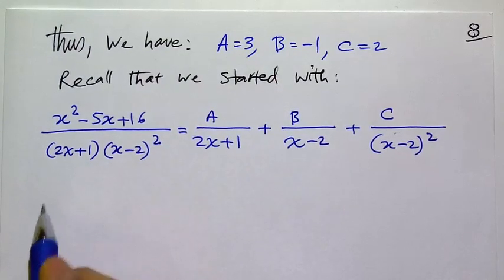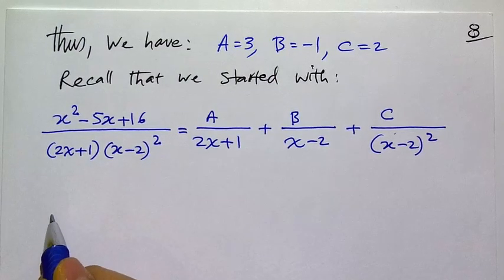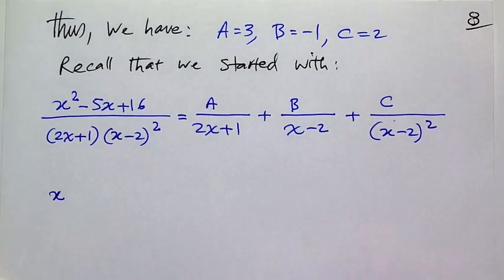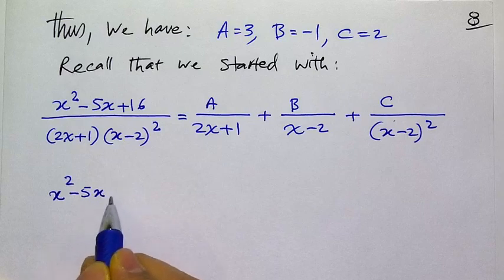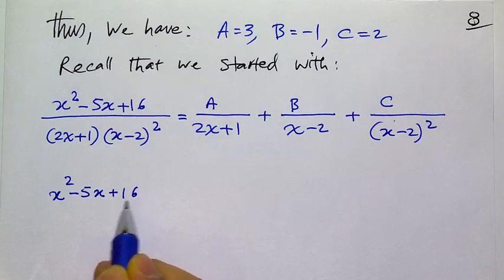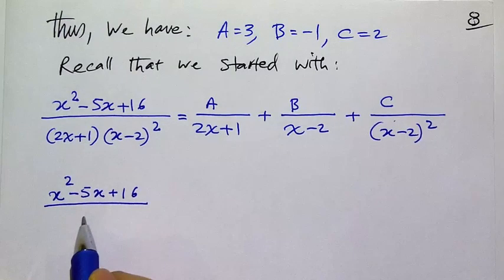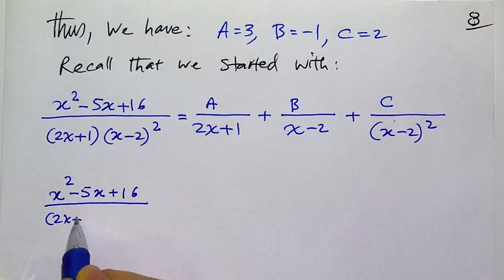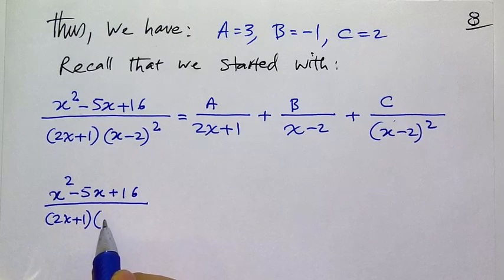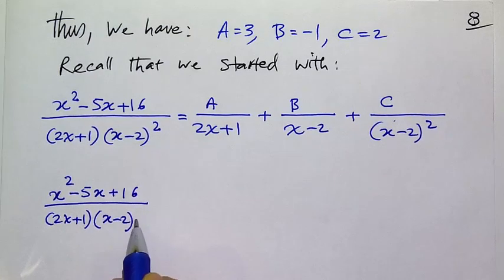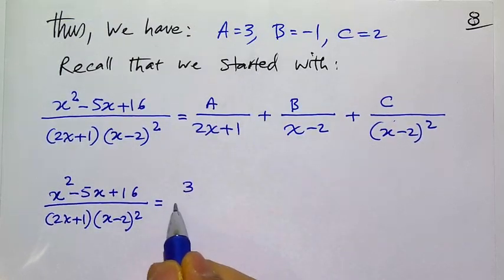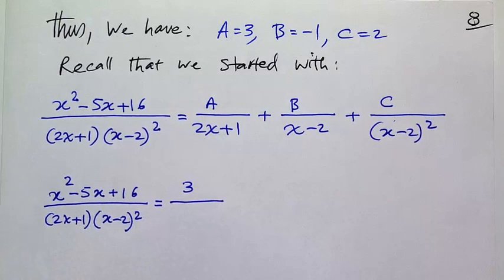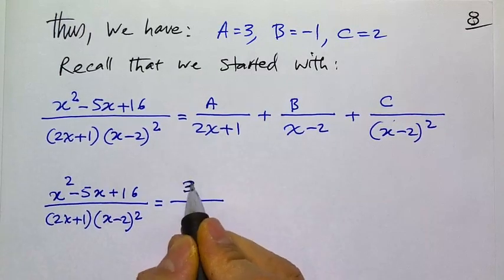Now we're going to plug in. So we end up with, I'm just going to plug those in. On the left, we have x squared minus 5x plus 16 divided by 2x plus 1 times x minus 2 squared equals, a is 3. All right, let me switch colors here.